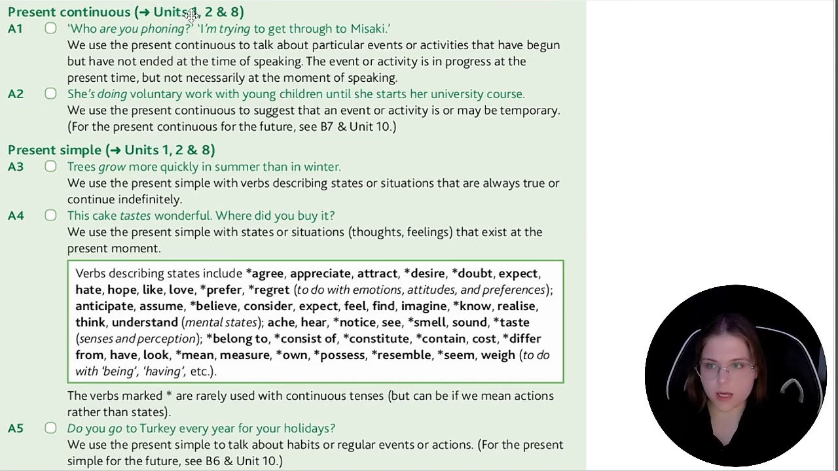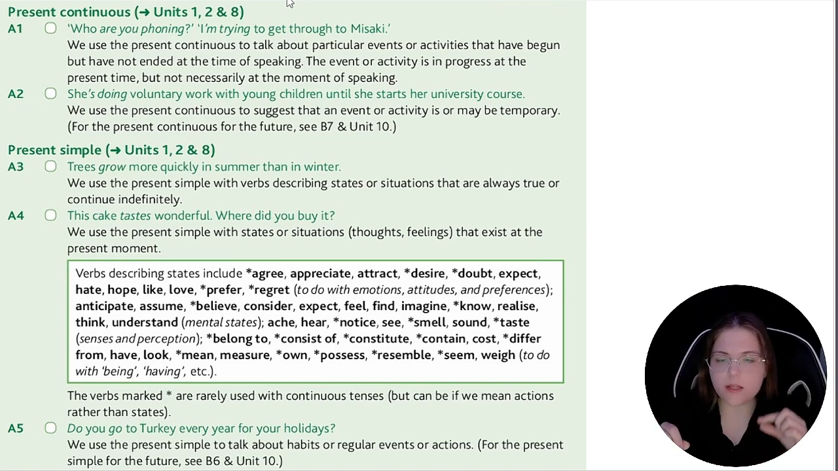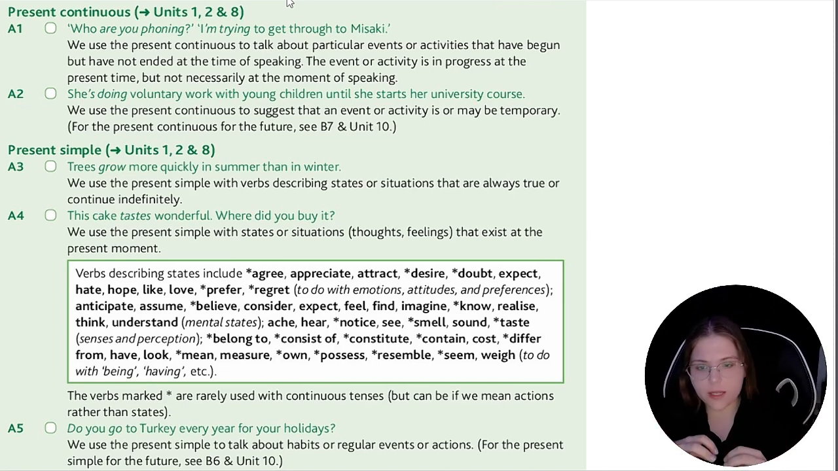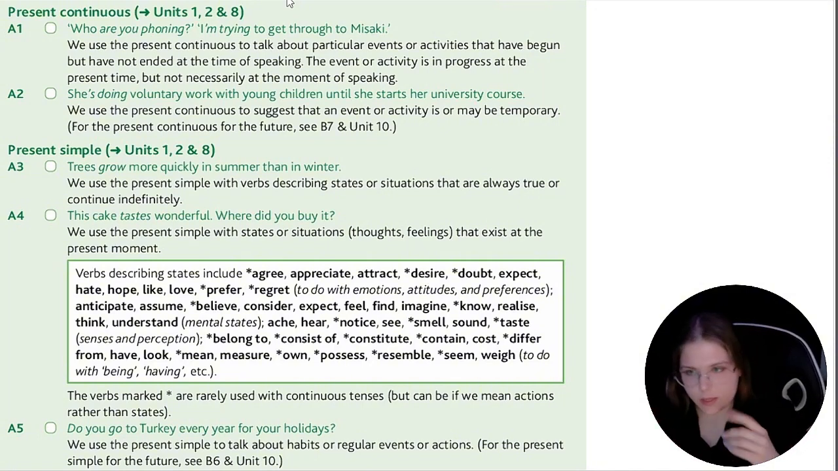Firstly, present continuous. Continuous means that this action is in progress. Present continuous means that this progress is happening right now. For example, right now I am speaking. Right now you are listening to me. Right now they are sleeping, and so on.